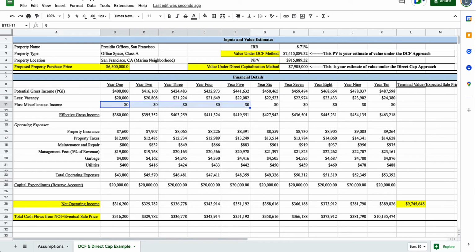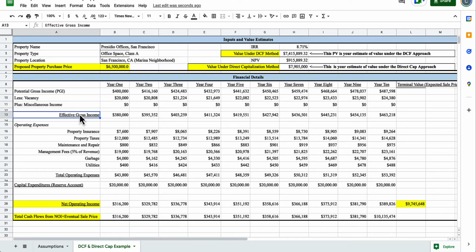Add back any miscellaneous income. In this case, there's no miscellaneous income. So subtracting out vacancy, our effective gross income is just that minus that.